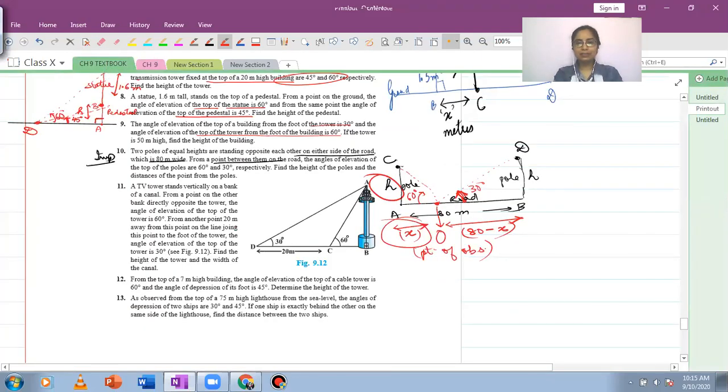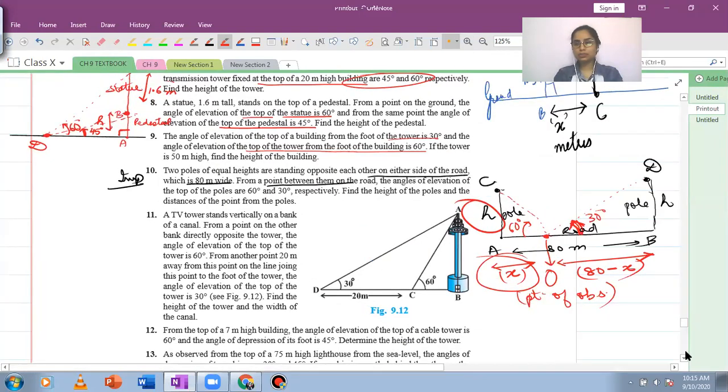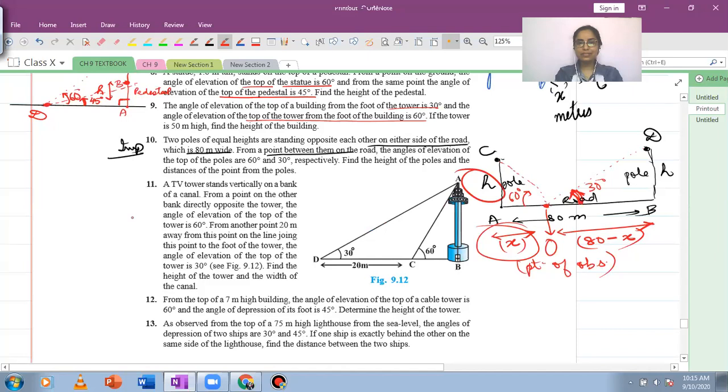Question number 11 is actually a very simple question. They have given you this diagram over here, a TV tower. So they have made this picture. A TV tower stands vertically on a bank of a canal. From a point on the other bank directly opposite the tower, the angle of elevation is 60 degrees. So this actually represents the opposite end of the canal.